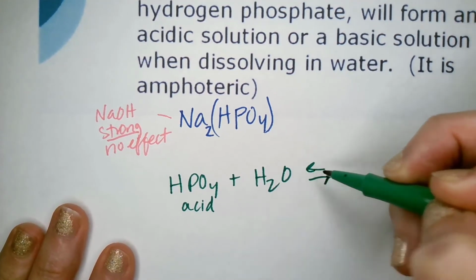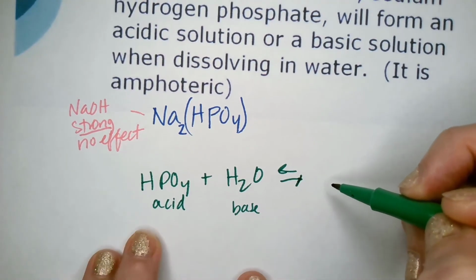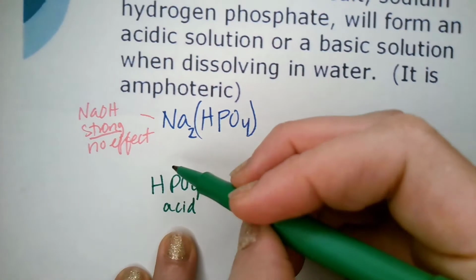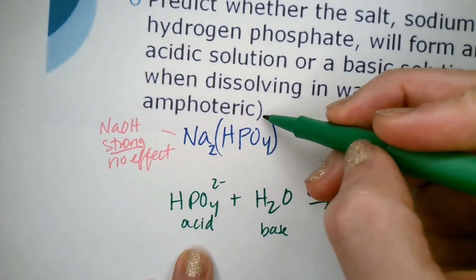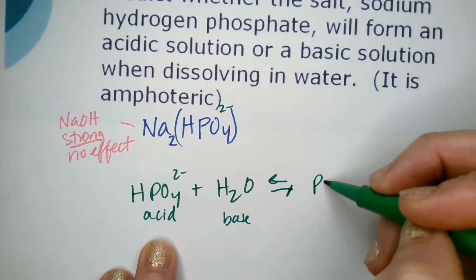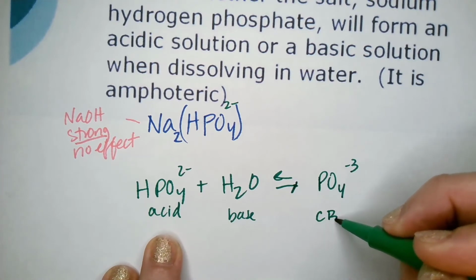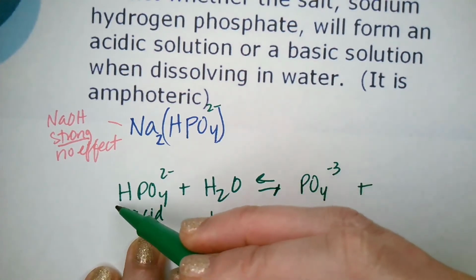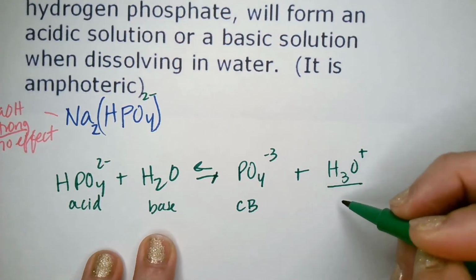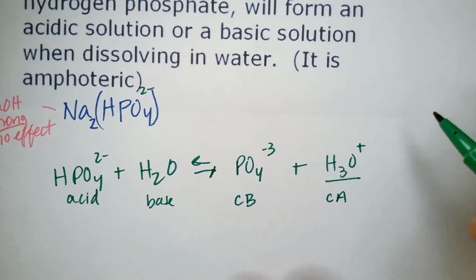So let's say we undergo hydrolysis. This water is acting as a base. When it undergoes hydrolysis, my acid is going to donate its proton. This is a 2 minus, by the way. So it donates that proton, and I'm left with PO4 3 minus, which is our phosphate. This is our conjugate base. And since it donated that proton, I'm left with H3O plus, acid, right? Good.